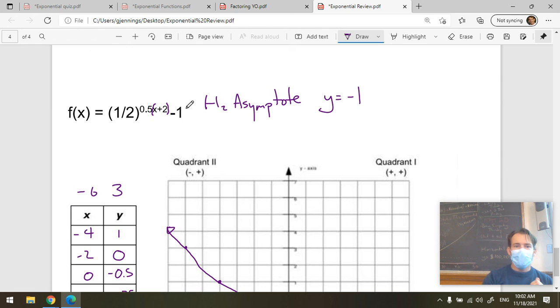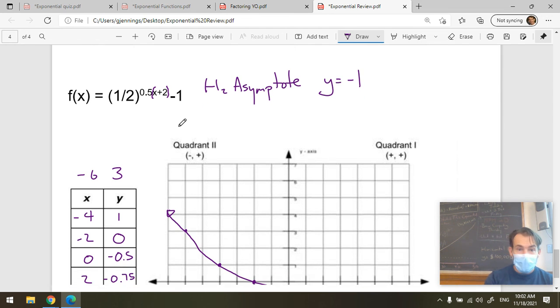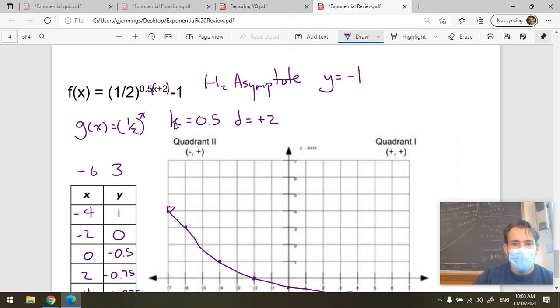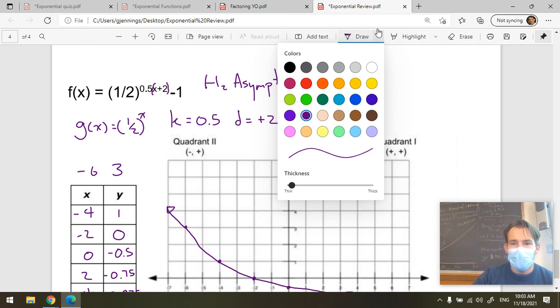Now, I didn't do this as a transformation of some original function. I just plugged and chugged. And I like plugging and chugging with these. If I want to, I can say that my parent function here, some kind of g of x, was equal to 1 over 2 raised to the x. And then we apply k equals 0.5. We apply d equals plus 2. And we apply c of negative 1. Okay? Let's do that in another color.